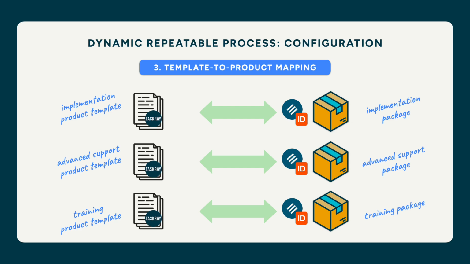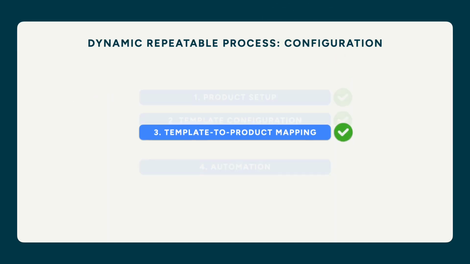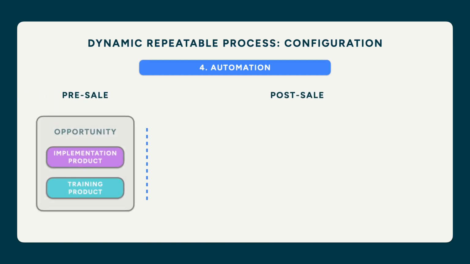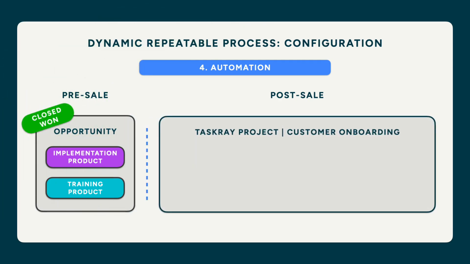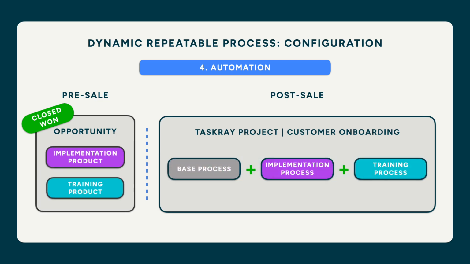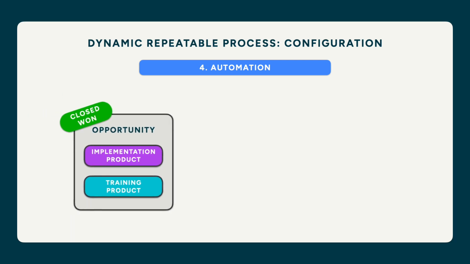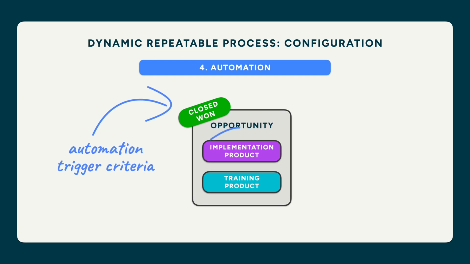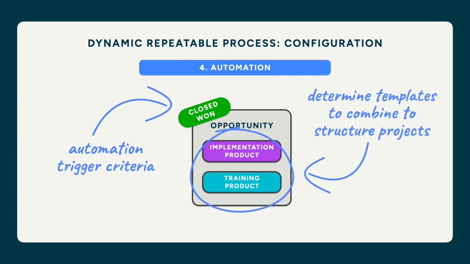Once all the product to template mappings are in place, the next step is to configure the automation that will dynamically construct projects. To reference our sample use case, the customer onboarding process begins immediately post-sale, once an opportunity is marked as closed won. Then, the customer onboarding project is created based on the products related to the closed opportunity. So, how does this apply to automation? First, we'll use the closed won opportunity stage as the trigger criteria. Then, we will reference opportunity products to determine which template task groups should be combined to structure projects.